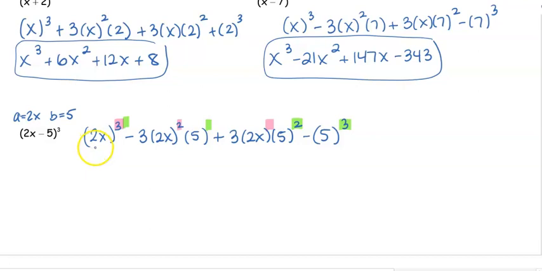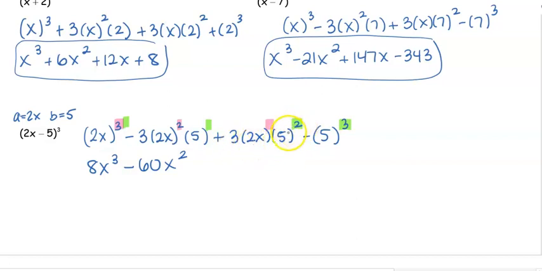All right, so we are cubing this whole term. We're cubing the 2 and the x, giving us 8x cubed. 3 times 2x squared, we're squaring that term. So 2 squared is 4, 4 times 3 is 12, and then 12 times 5 is going to be a negative 60x squared.